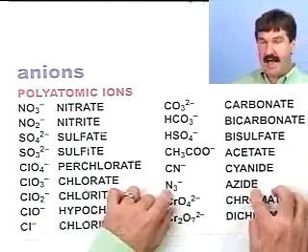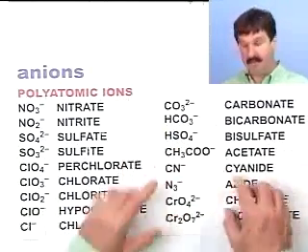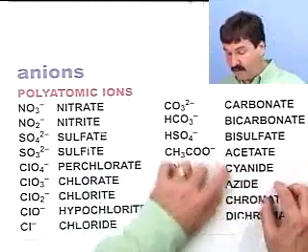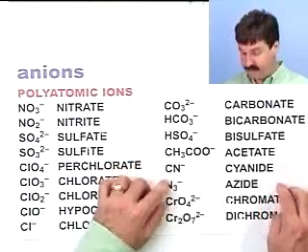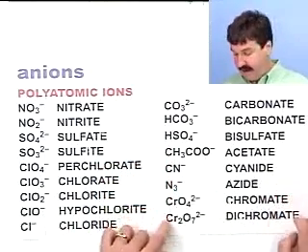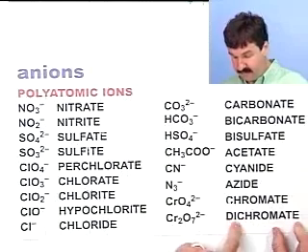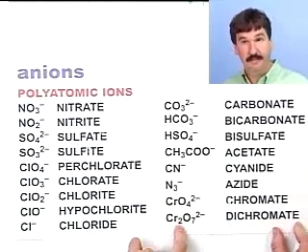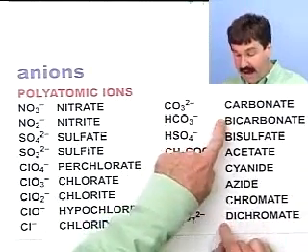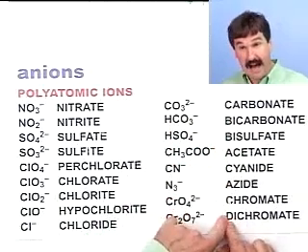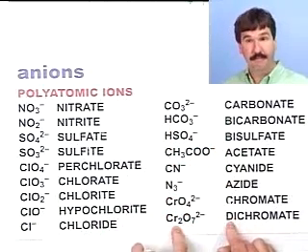Acetate, cyanide, azide, these again are common names for ions. No rhyme or reason here, these are just historical names. Chromate and dichromate. The di refers to two chromiums. Notice the difference here. Bi refers to hydrogen, di refers to two.